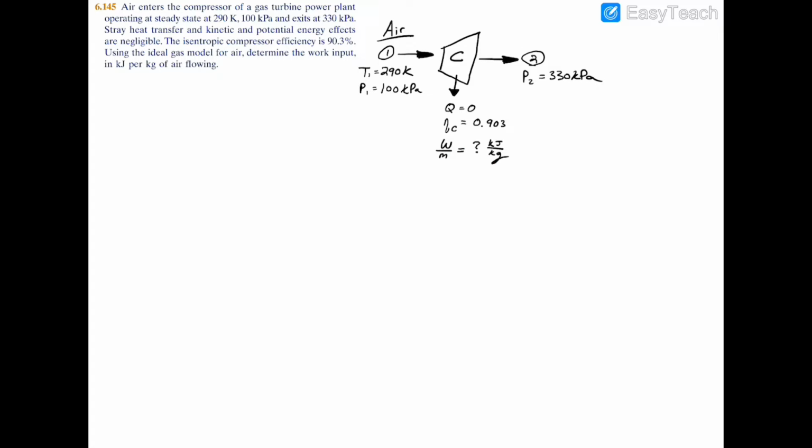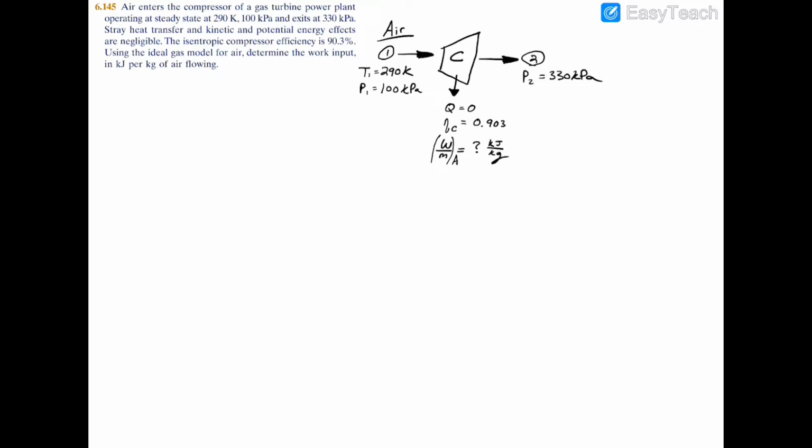When you're told that you're looking for the work, what you're actually looking for is called the actual work. There are two kinds of work: isentropic work and actual work. Basically, the difference is that actual work is what you see from a compressor or a turbine in real life, and isentropic work would be if there was no entropy generation. For example, if everything was frictionless and you saw no power loss, which is kind of non-existent.